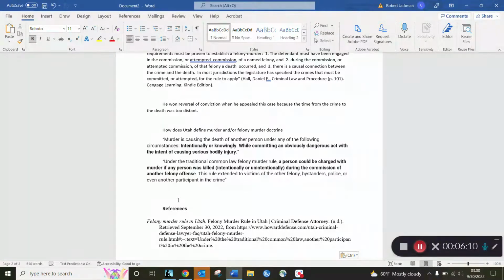And then another quote goes on to say, quote, under the traditional common law felony murder rule, a person could be charged with murder if any person was killed, intentionally or unintentionally, during the commission of another felony offense. This rule extended to victims of the other felony. It could be bystanders, police, or even another participant in the crime. So if you and I are committing a robbery together and you get murdered or killed somehow, I could be responsible for your death. Anyways, that's the end quote there. Well, I guess that last example wasn't a quote, but anyways.